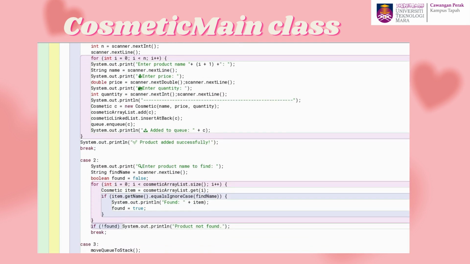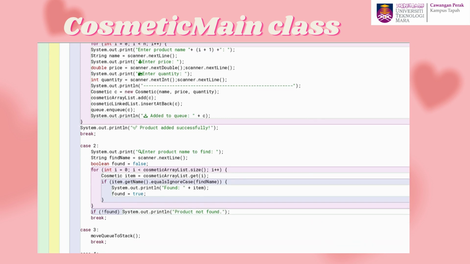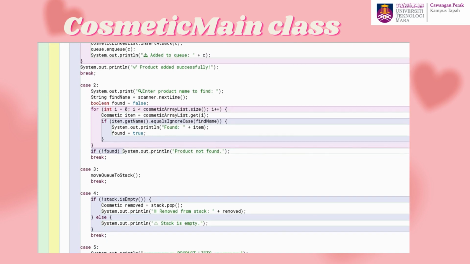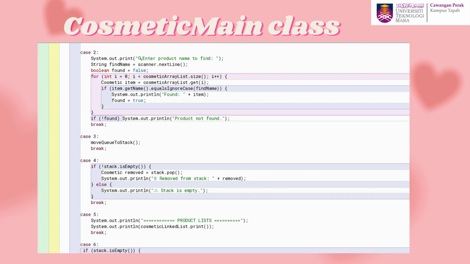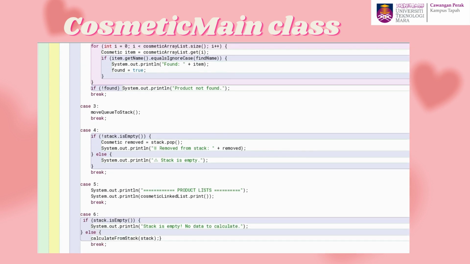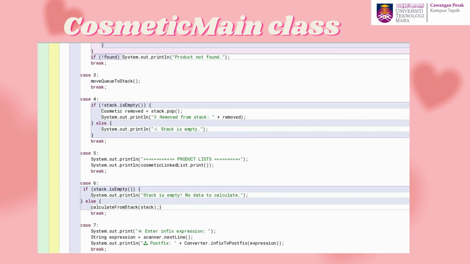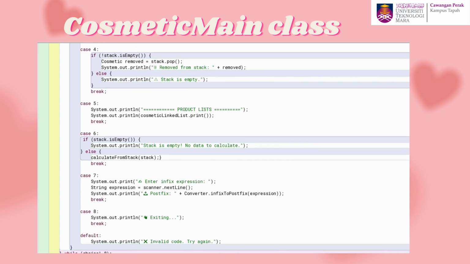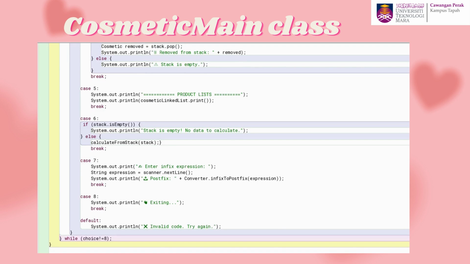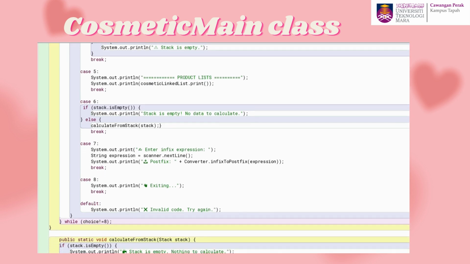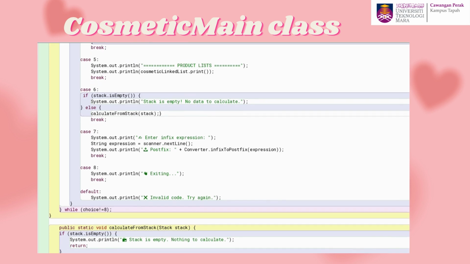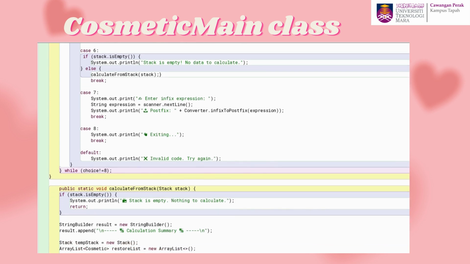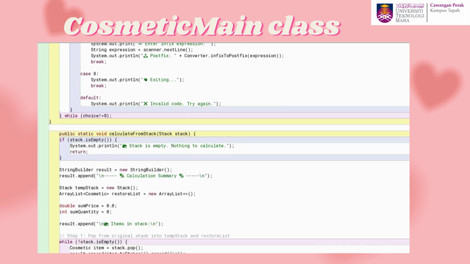Case 2 is find product. The user can search a product by name in the ArrayList. Next, case 3 is move product list from queue to stack, based on our move queue to stack declaration. Case 4 is remove product from stack. It will remove the top item from the stack. Case 5 is display product nicely using linked list to string. Case 6 is calculate from stack. It calls the calculate from stack function that calculates total, average, min and max price from the stack.